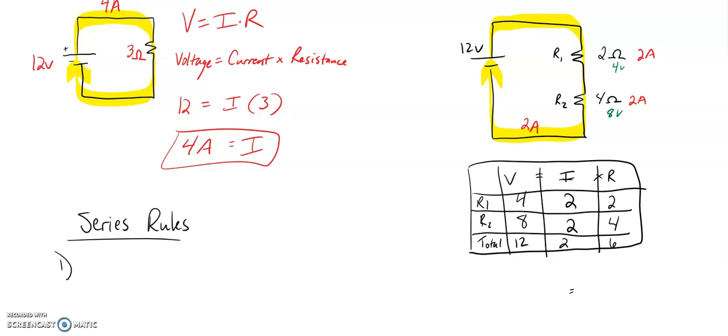So we've got a few rules that apply to series circuits. We've used them already. First rule is that the current in series is the same.